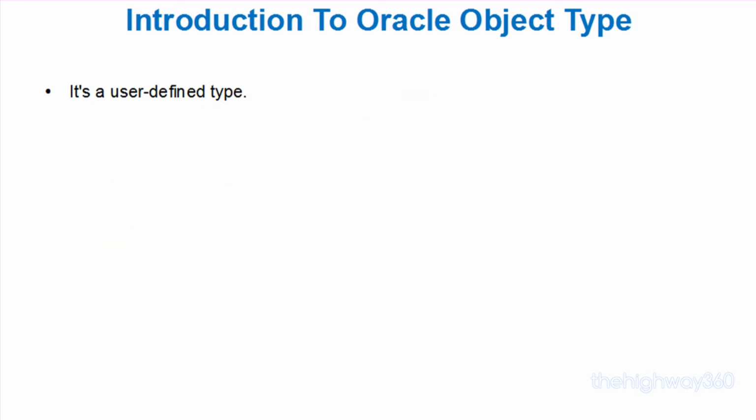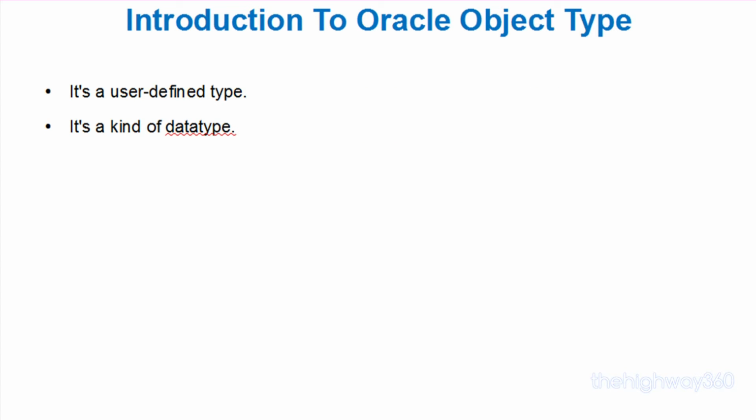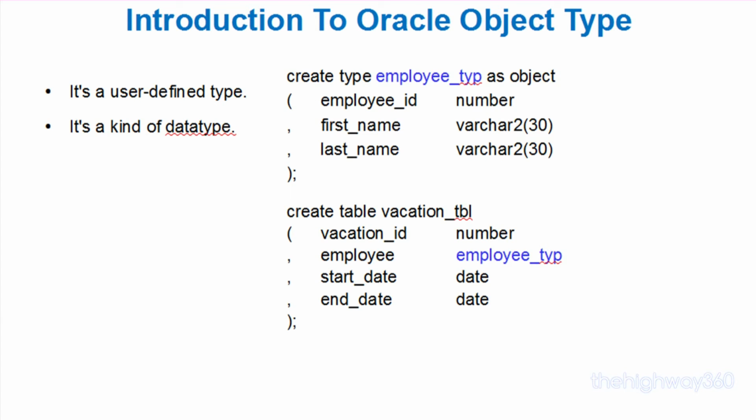So what is an object type? It is a user-defined type. You can use the create type statement to create the object type, like this one here. You can give them the field names and the data type. It is kind of like a data type. What it means is like this one here: we can create a table and have the field or the column referencing the object type, like this.